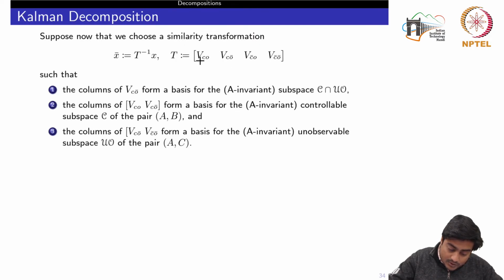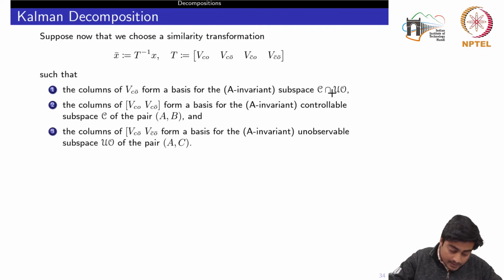So the columns of this V_CŌ form a basis for the A-invariant subspace, which is an intersection of the controllable subspace and the unobservable subspace, right? This is what it denotes, V_CŌ. C is controllable, and Ō is unobservable, and I want the intersection of these two subspaces.